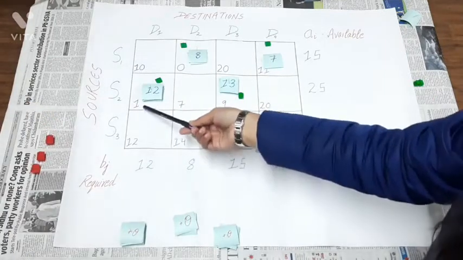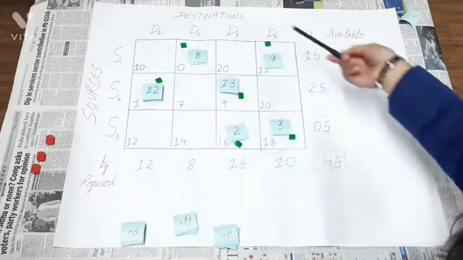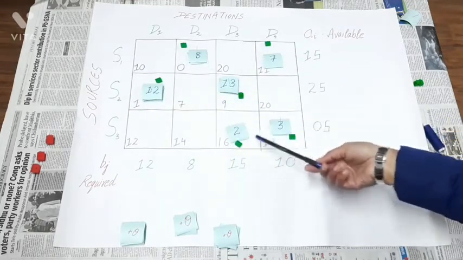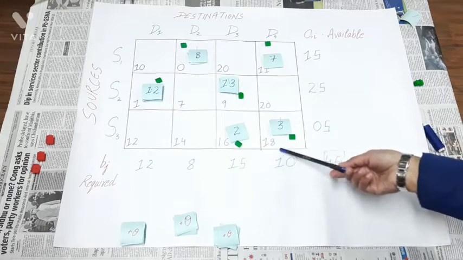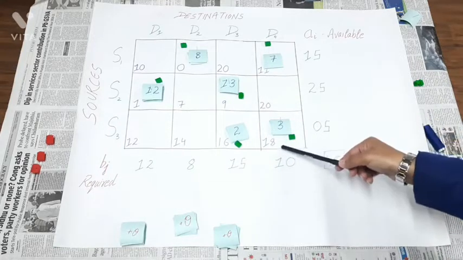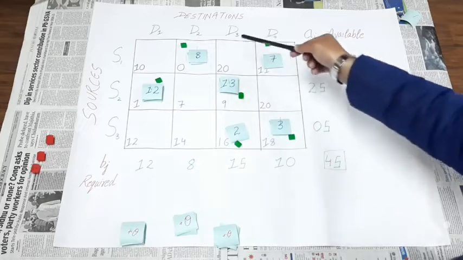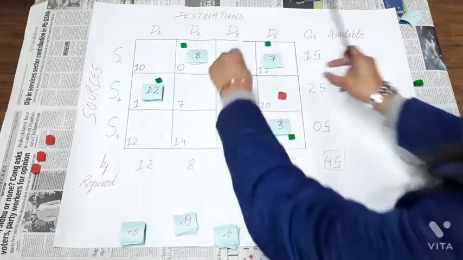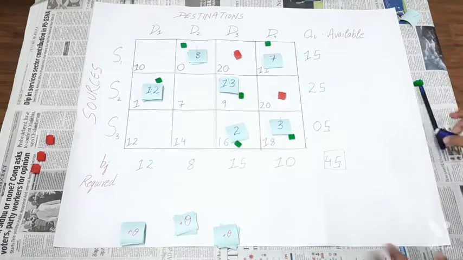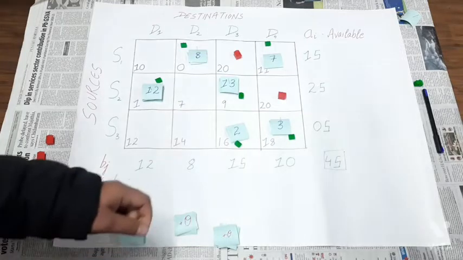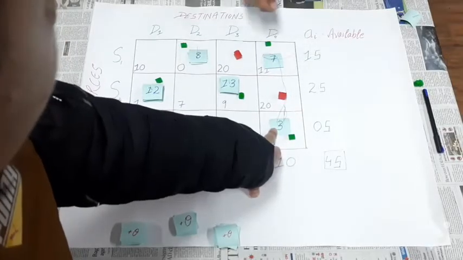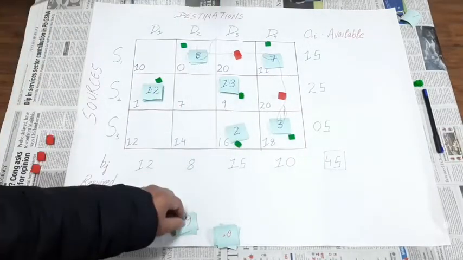From the time units of the basic feasible plan, 1, 0, 11, 9, 16, 18, the maximum is 18. So we will first rule out all those time elements which are greater than 18, that is 20 and 20. Now we will form a closed loop, starting from 3, because it is the minimum, to 7, to 8, and form a closed loop around it.